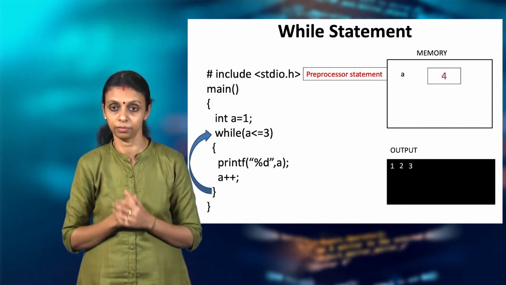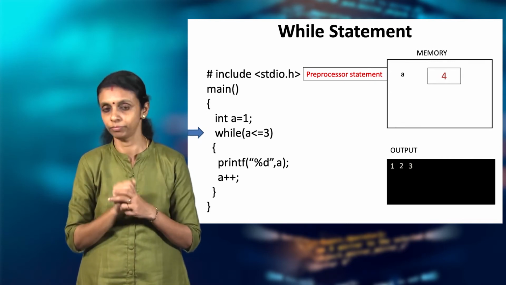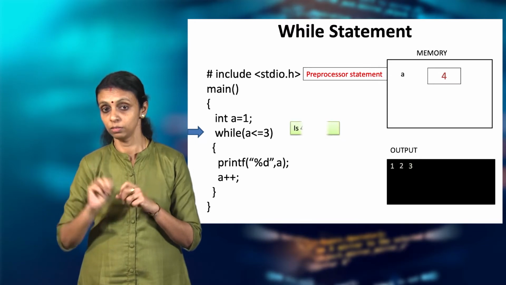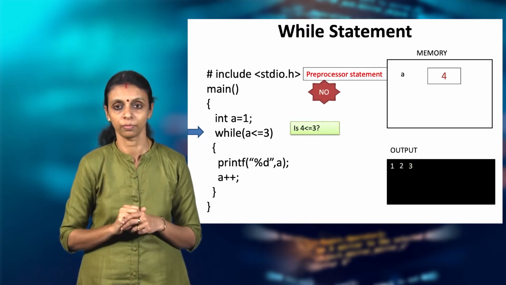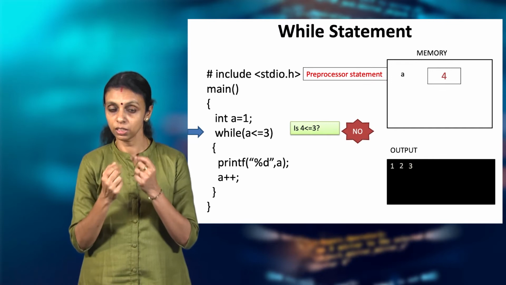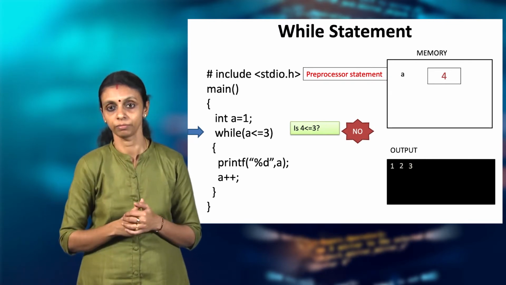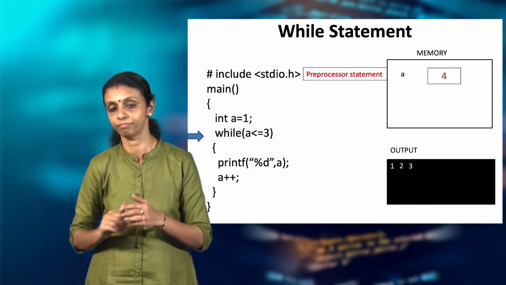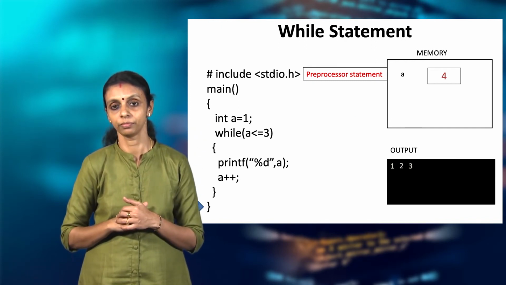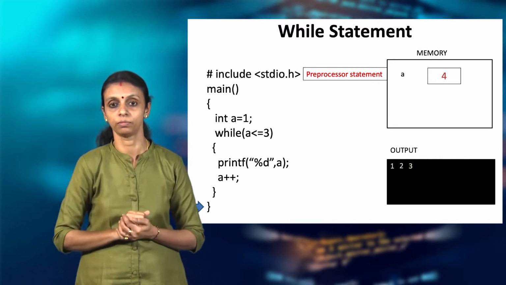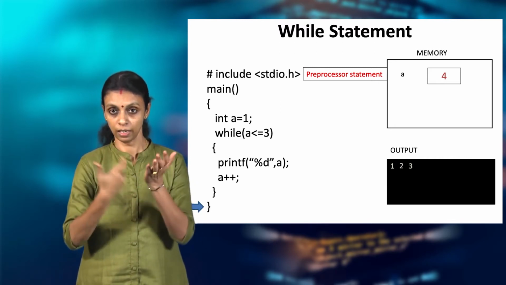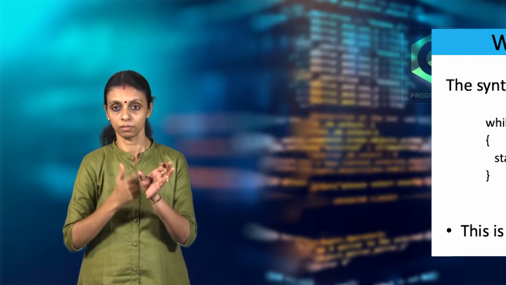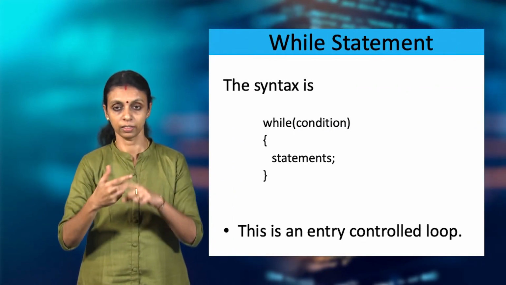loops back to while condition, checks it. Is A now less than or equal to 3? No. Now the condition is false. So it stops looping and comes out of while loop. This is an entry controlled loop. The syntax is this.